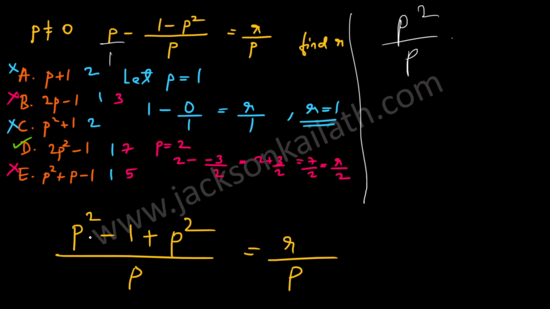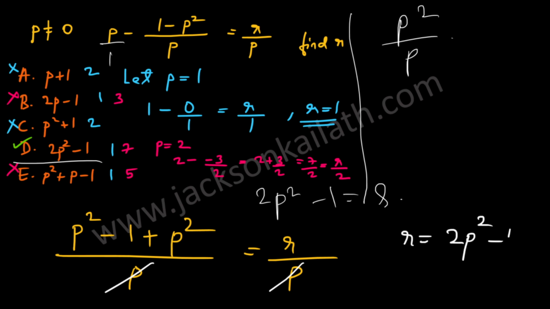So when I do this, I get (p square minus 1 plus p square) by p is equal to r by p. Now it's given that p is not equal to 0. All right, so I can eliminate these two p's, right? So I'm cancelling it out, and I get p square minus 1 plus p square is equal to r, or I get 2p square minus 1 is equal to r, and that is answer option D itself. R is equal to 2p square minus 1, which is D itself.